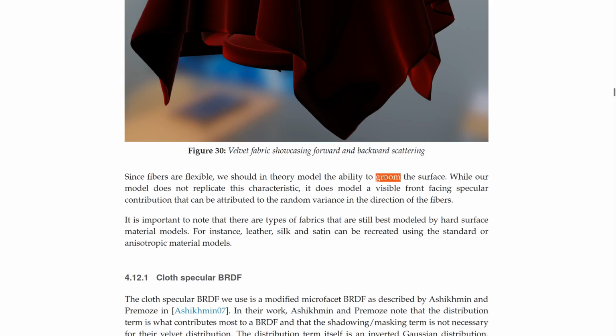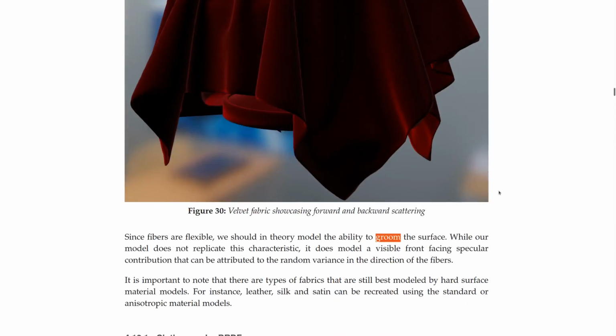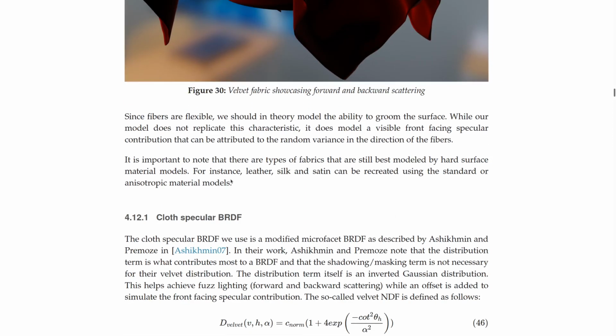So groom, I guess they mean steer the direction of the fibers. Interesting terminology. So it's important to note that there are types of fabrics that are still best modeled by hard surfaces. For example, leather, silk, and satin can be recreated using the standard or anisotropic material models.